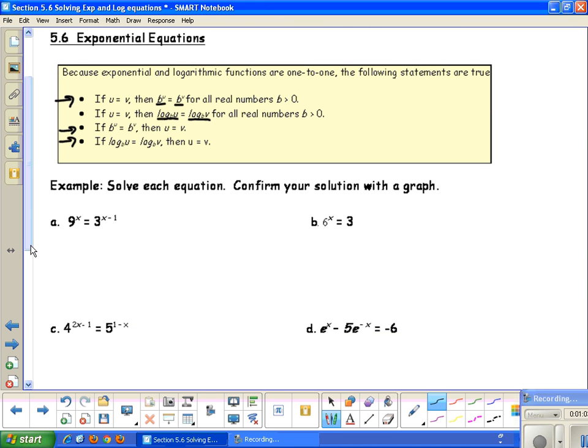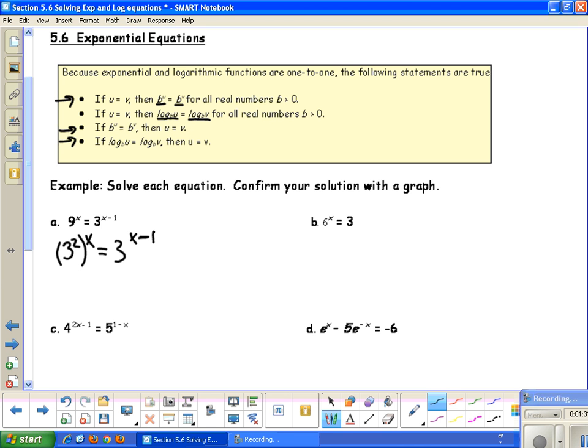So you always first want to try to get the same base if you possibly can. If you can't get the same base, then we'll solve it a different way. If you look at this first question, A, we can make 9 into base 3. Since we can make that a similar base, we can solve this quite easily. So this would be 3 to the second power, all to the x, because 3 squared is 9, equals 3 to the x minus 1.